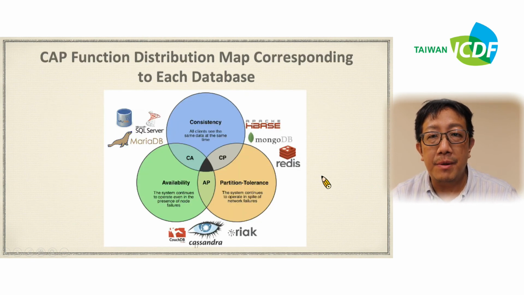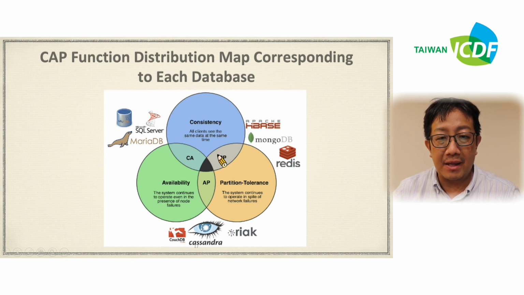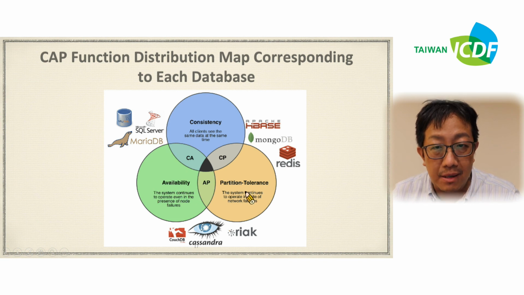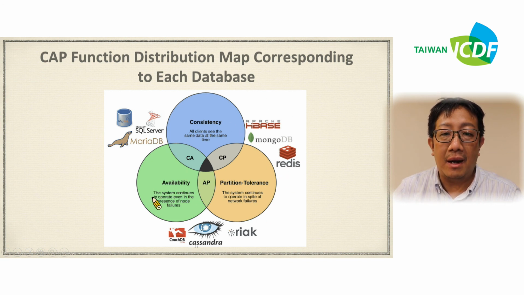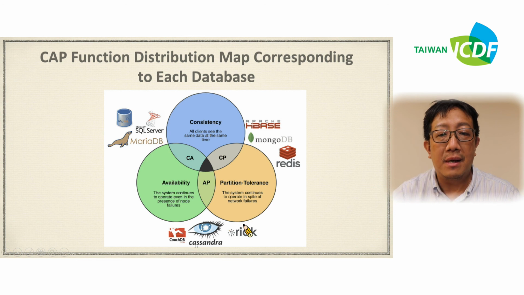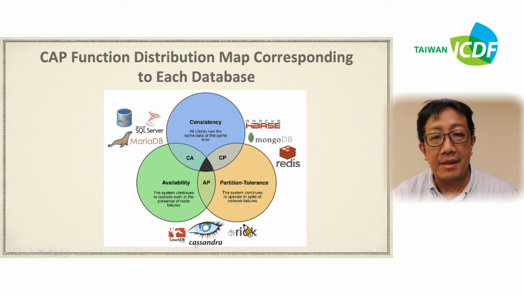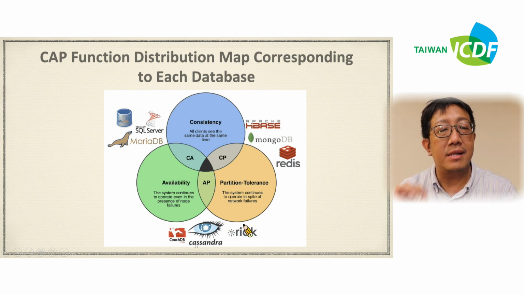The CAP function distribution map corresponds to each database. There's an illustration here of consistency, availability, and partition tolerance, and there are currently several different databases that meet each of these qualities.